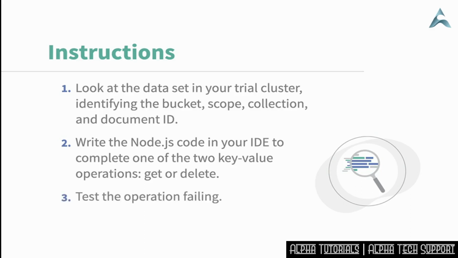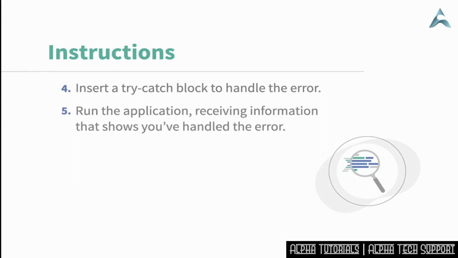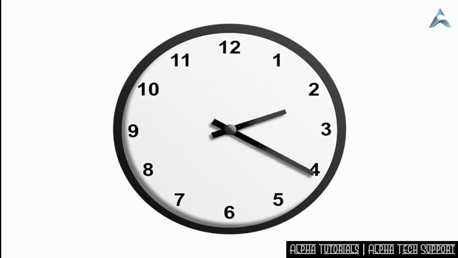Third, change the document key so the operation fails. Fourth, add a try-catch block to the operation with the text for catching the error. Fifth and finally, run the code and receive the error information as expected. Depending on your familiarity with the coding options, this should take no more than about 7 minutes. Good luck!